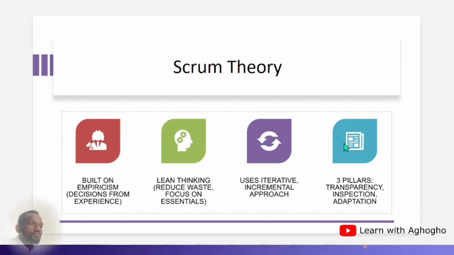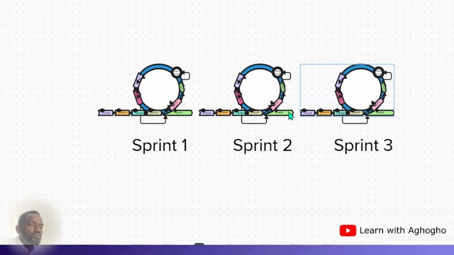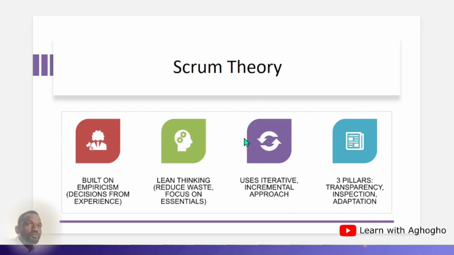And the Scrum Theory pillars are transparency, inspection, and adaptation. You have to be transparent. You have to inspect as you are executing the software project, or any project that you are applying this theory to, and you have to be adaptable when the stakeholder comes up with other requirements, as long as it's within the scope of the project, that can be implemented. Okay, so let's go to the next slide.